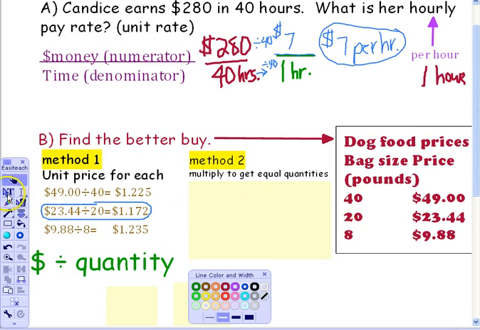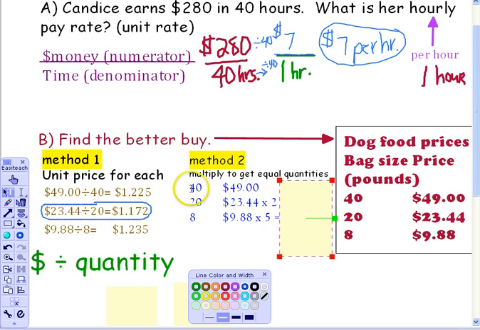We can take that 40-pound bag. The 40-pound bag is at $49. If we double the price for the 20-pound bag, that means we're going to take that $23.44 and double it. We would get the equivalent pound bag. We'd get a 40-pound bag if we double it. The same works for that 8-pound bag. What if they bought 5 of those 8-pound bags? That would also equal 40 pounds.